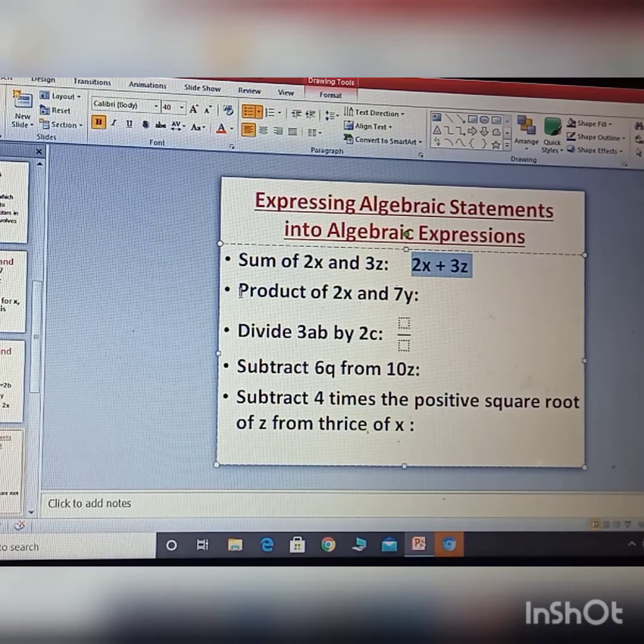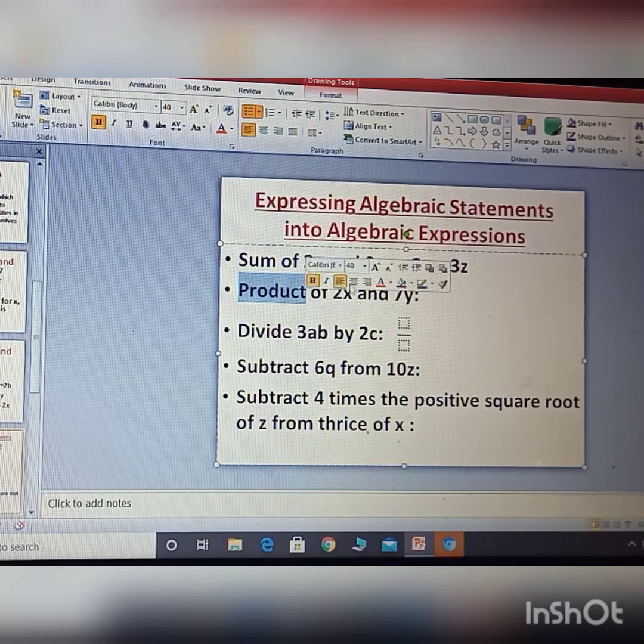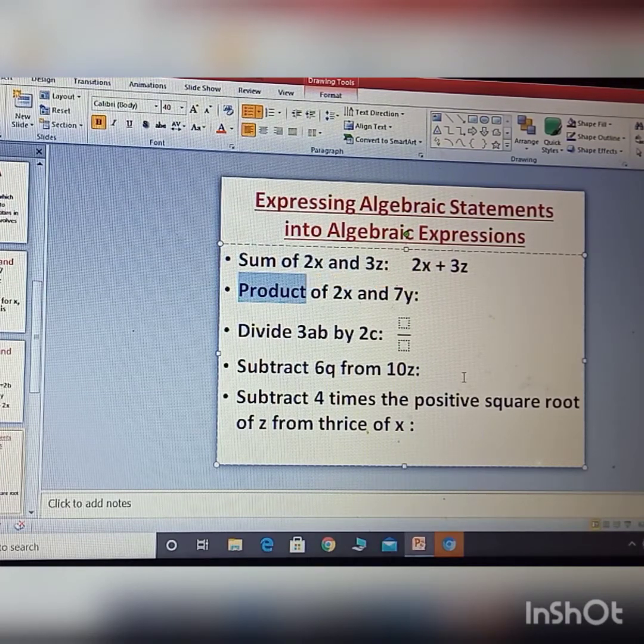Then the next statement is product of 2x and 7y. So what they are asking, the key term here is product. Product means to multiply. It means whatever is given in the statement, that is to be multiplied together. So what is to be multiplied? 2x and 7y.